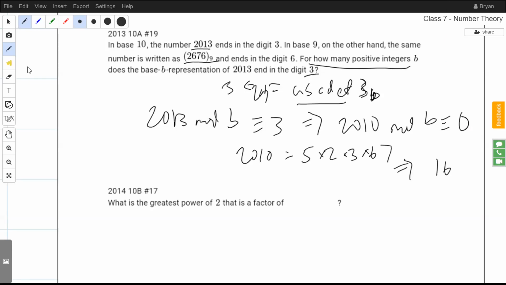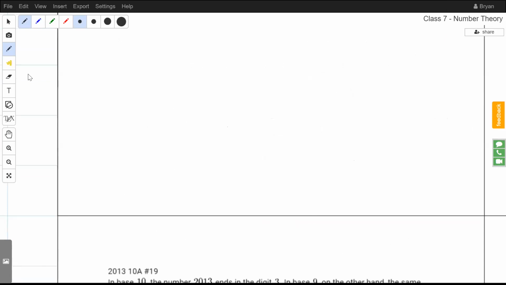For how many bases was the representation? Well, does base 1 count? I don't think so, right? Nope, it does not.